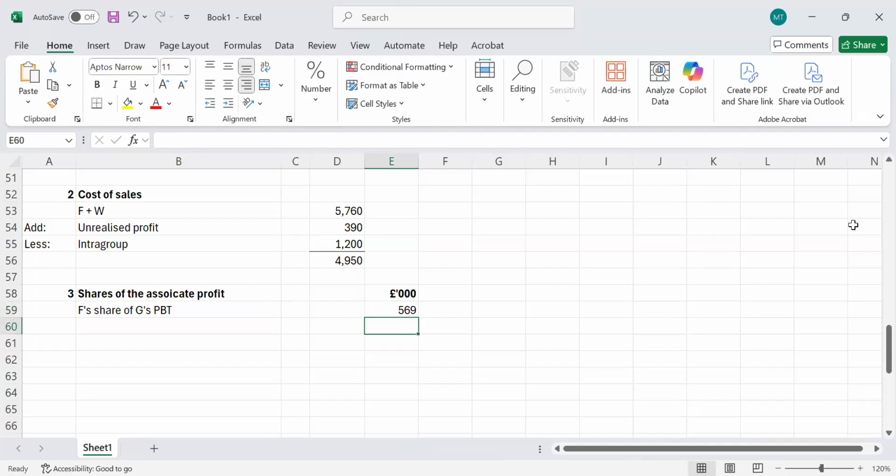Right, so what do we do next? Well, 569 is not the correct number. We need to make an adjustment here. The profit figure is 2274. I did put the final number here, but you need to show how you have arrived at this number, so we will calculate that. The profit before tax figure given is 2274, and the parent acquires 25%, so 25% would be 0.25. That's how you will get 569.